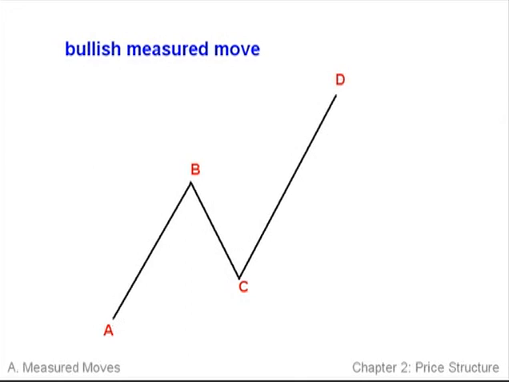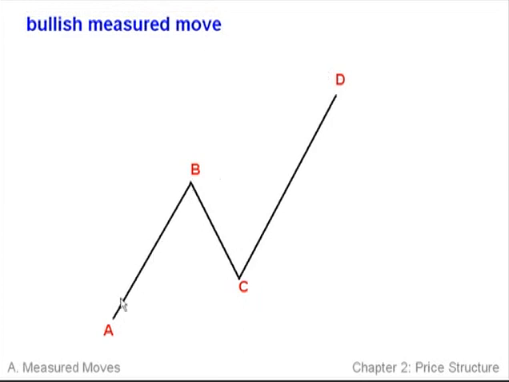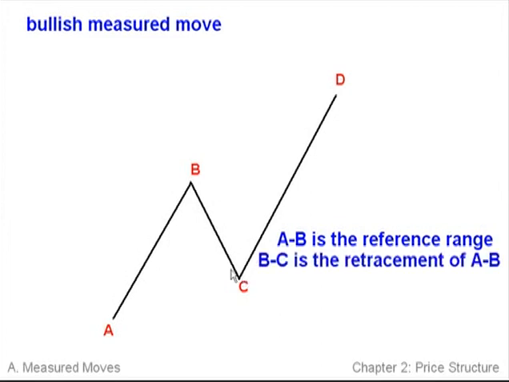Let's take a look at the components that make up the measured move. First, we have this range, A to B. This is the reference range. Next, we have the BC range. B to C is the retracement of AB. Then we have this CD range. This is the reaction range. CD will be measured against AB. We'll be asking how big is CD as a percentage of AB. Is it bigger than AB or is it smaller than AB?